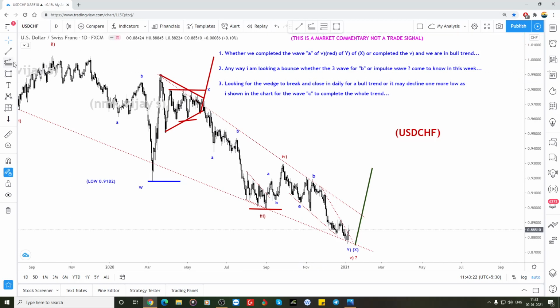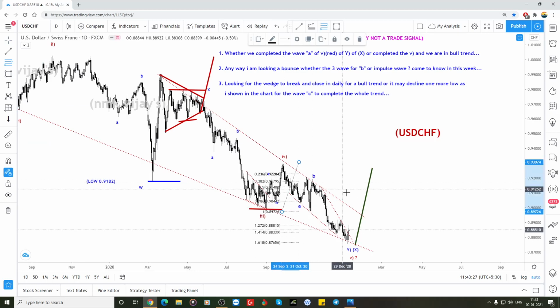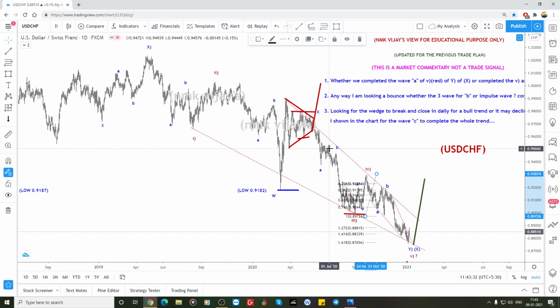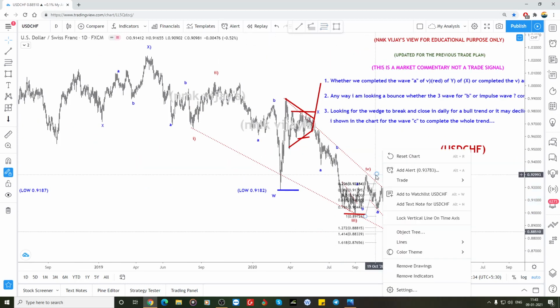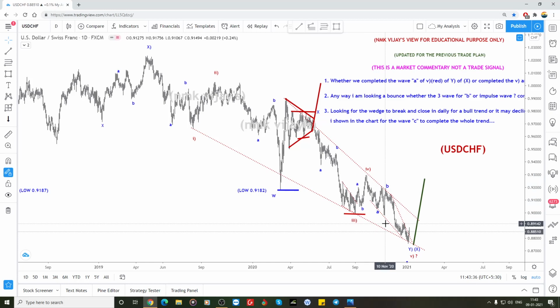So I no need to again and again. One more low is also possible, but definitely it's not there. But there is no option for me. That is the thing. I need to bias on this.